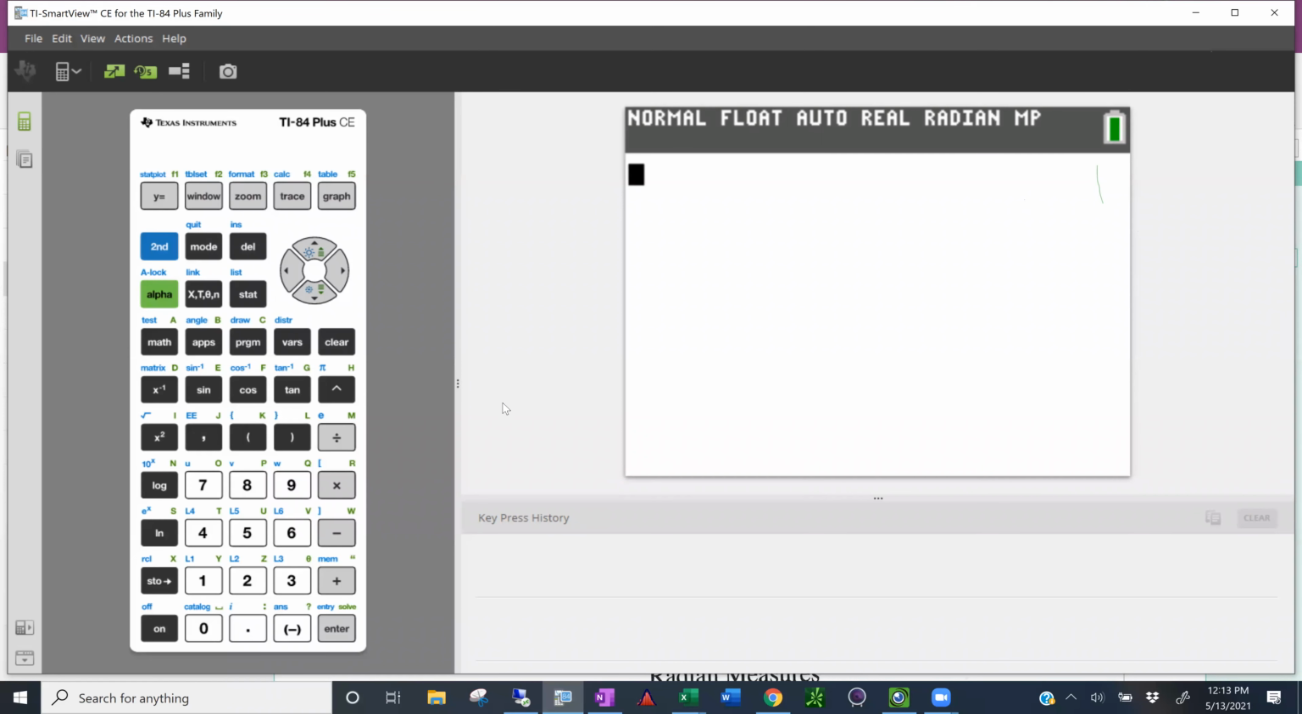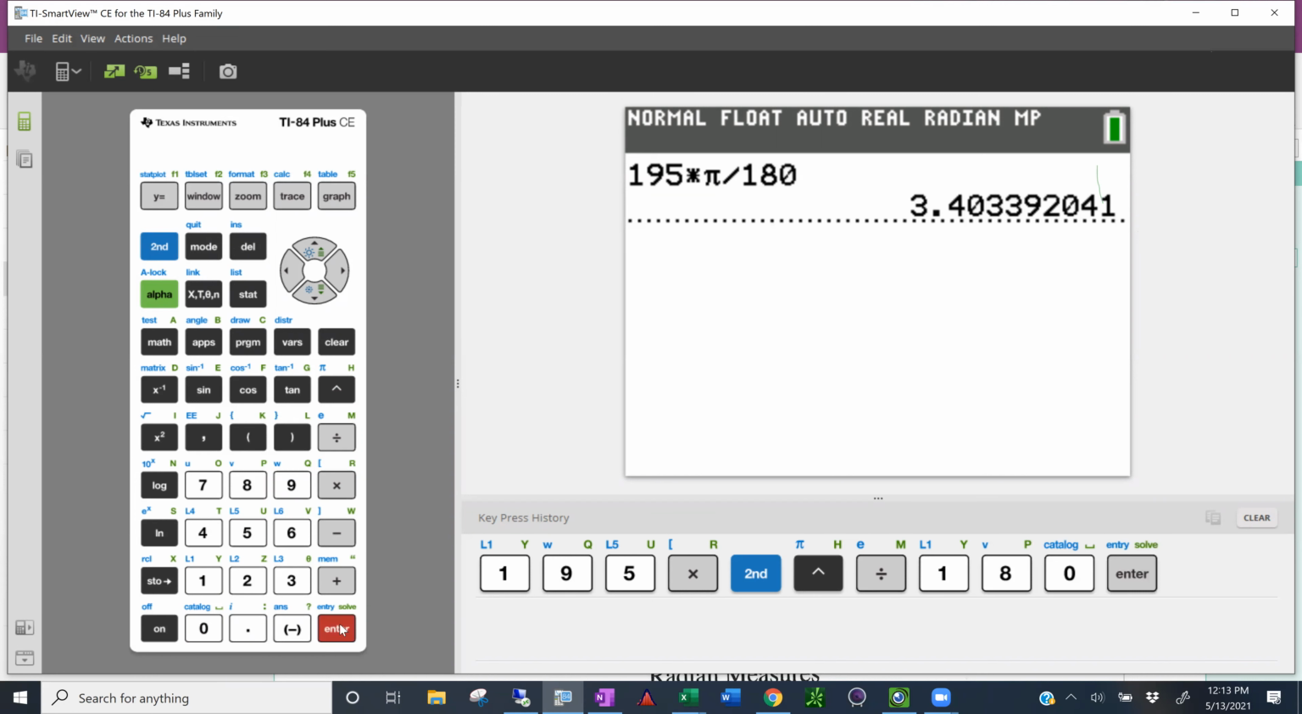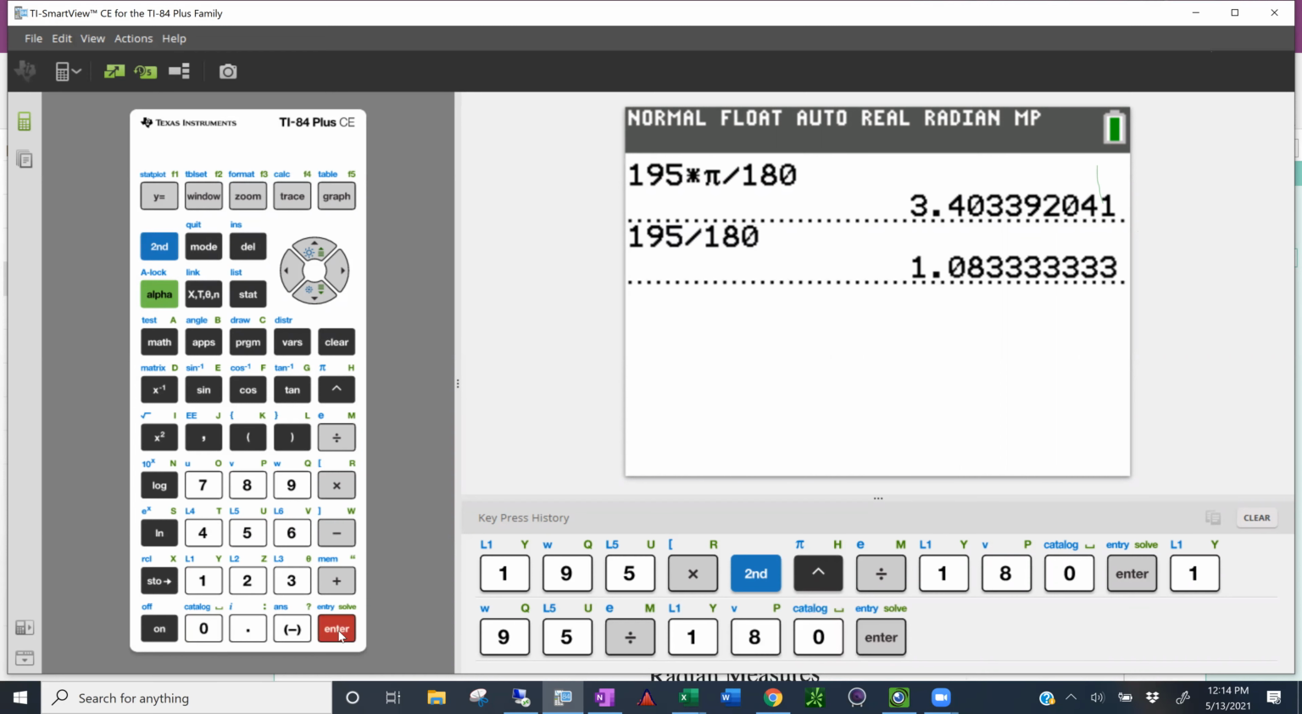Now you can do this on your graphing calculator, etc. There's a couple tricks though that I'd like to show you. If I take 195 and multiply it by pi and divide by 180, I'm just going to get some decimal answer, and it's not going to look very good. But the problem asks you to keep your answer in units of pi. So we're just going to do the 195 divided by 180 part, and then we'll add in the pi when we're all done. Now it gives me something like this, and that's okay.